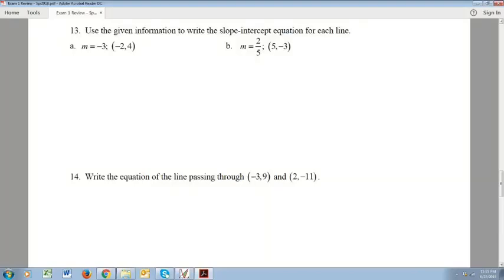Alright, in this video I'm going to finish the graphing review. So on number 13 it says use the given information to write the slope-intercept equation for each line. So first of all, when I see slope-intercept equation, I know that's y equals mx plus b. Let me go ahead and put that up here.